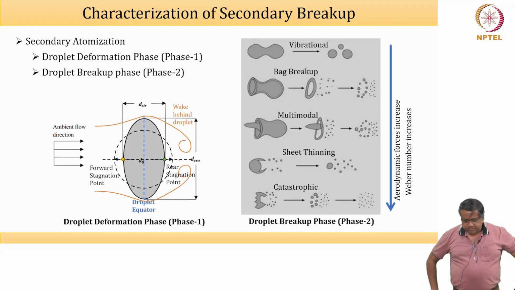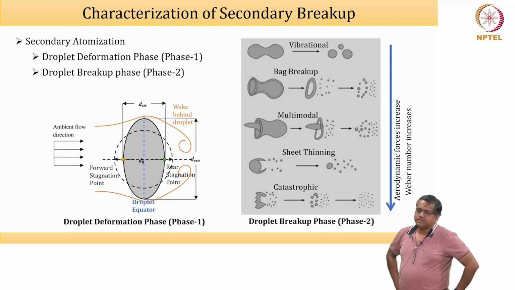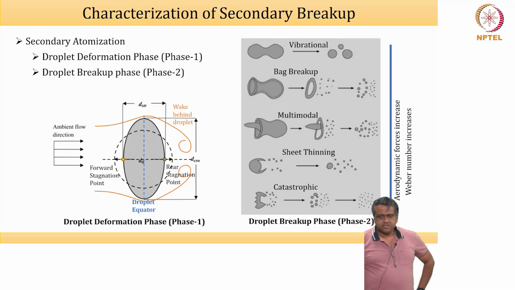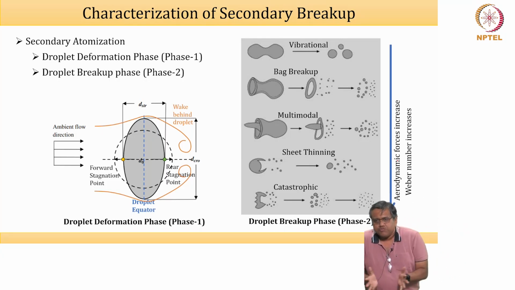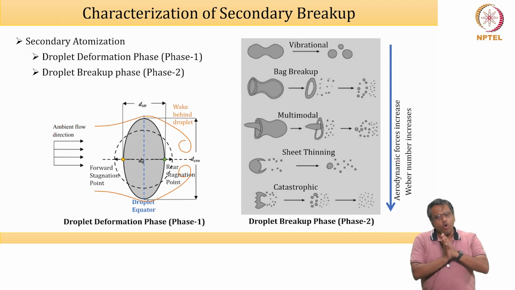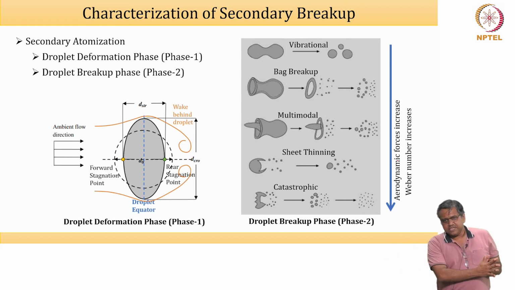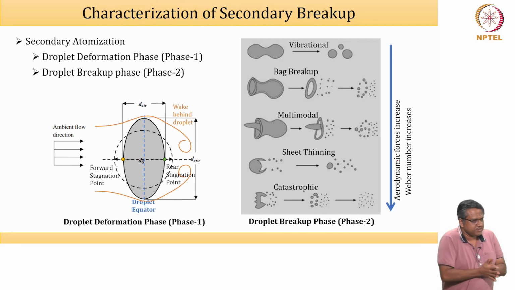Okay, now if you want to characterize secondary atomization, honestly speaking, before the story becomes complicated, the first one is deformation. The droplet will deform. This will happen in all the cases that you see. It's not like all of a sudden something is going to come out of it. You have to get deformed. Okay, so the first one is a deformation phase.